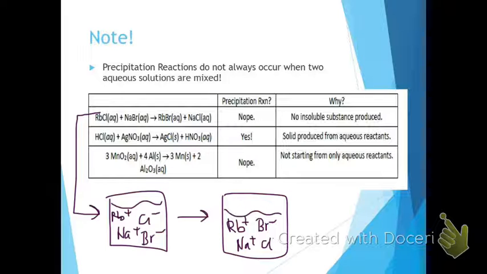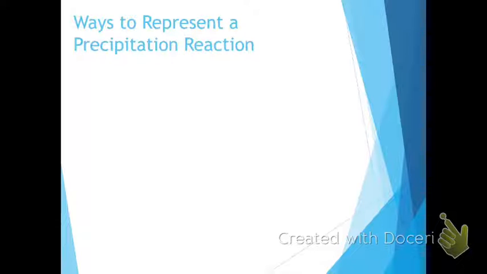In our second reaction, we had our 2 aqueous ionic compounds that are mixed, and we formed a solid. So this, yes, indeed, is a precipitation reaction because a solid was produced from 2 aqueous reactants. When we look at the third reaction here, we have an aqueous reactant and a solid, and we're making a solid, but that is not precipitation. We are not starting from 2 aqueous reactants. So by definition, that precipitation reaction, we're starting from 2 aqueous and forming a solid. Okay, so now let's look at our ways to represent it.